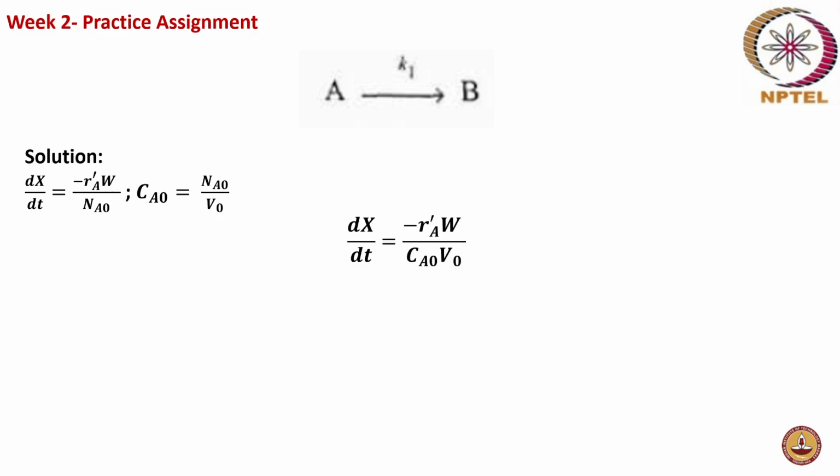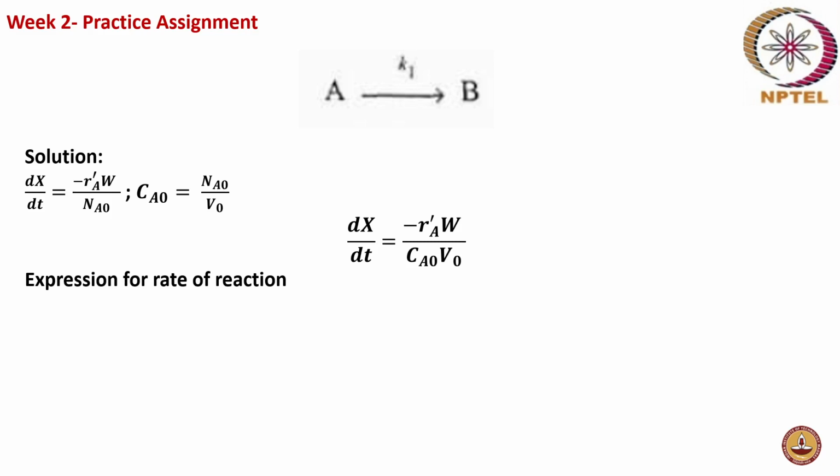So rewriting the expression, this is the final expression you get: dx by dt is equal to minus Ra prime W by Ca naught V naught. Now, how do you express the rate of the reaction? How do you find the rate expression? They have given A gives B. They have not given any information on order of reaction or anything, right? Have they given? No, ma'am. First order.